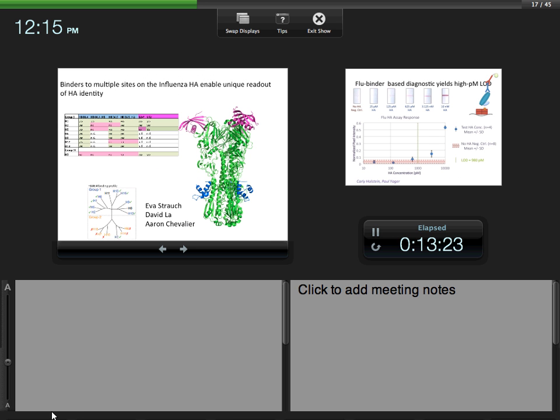So we've now made proteins that bind to not only the region down here I just showed you, the stem region, but also the head region in the sialic acid binding site. And so these are interesting as diagnostics, ways of detecting the flu, as well as potential therapeutics.